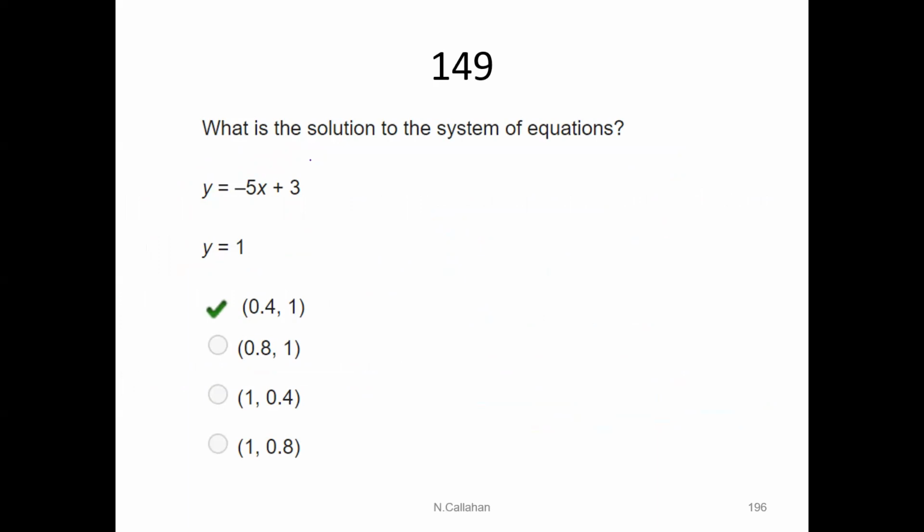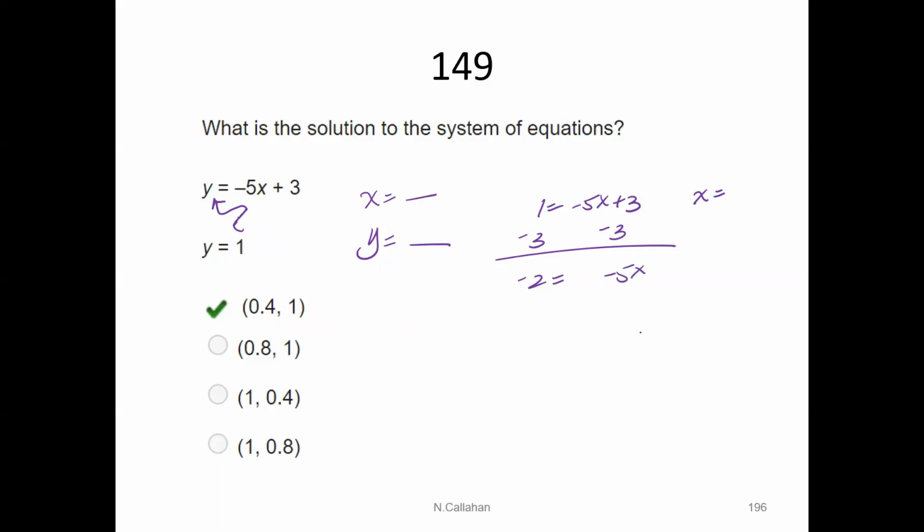Now that we did 148, 149 is exactly the same thing. Your goal here is to figure out what x is and what y is. I recommend that you plug this 1 into the y. So 1 equals negative 5x plus 3. Solve for x by subtracting 3 on both sides. Divide by negative 5. Negative 2 divided by negative 5 gives you a positive 0.4. So x equals 0.4, y equals 1. Is it A, B, C, or D?